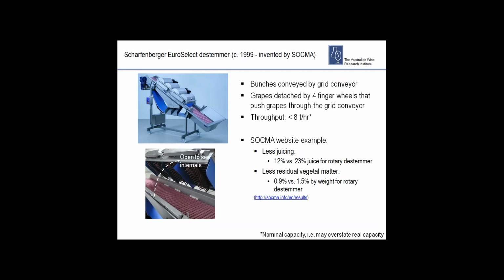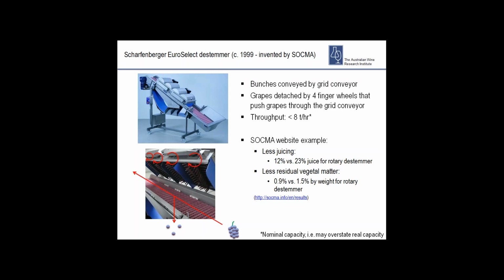SOCMA introduced their new linear destemmer. In this device, bunches and stems move on a grid conveyor, and 4 sets of finger wheels rotating in the same direction immediately above the conveyor detach the grapes from the stems through the grid. I've got the destemmer opened here for the illustration, but obviously that top section is closed.